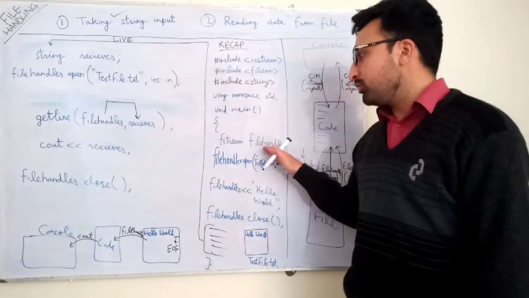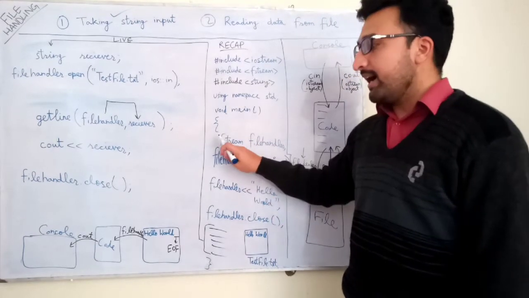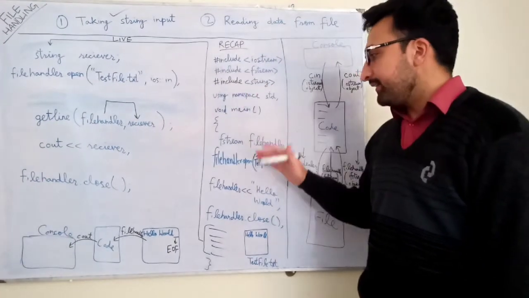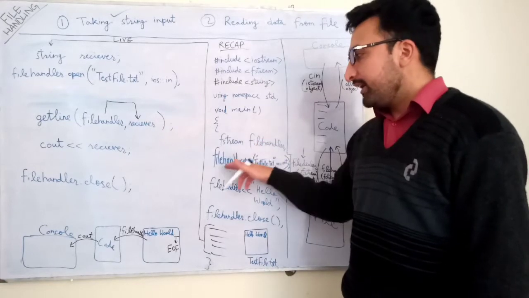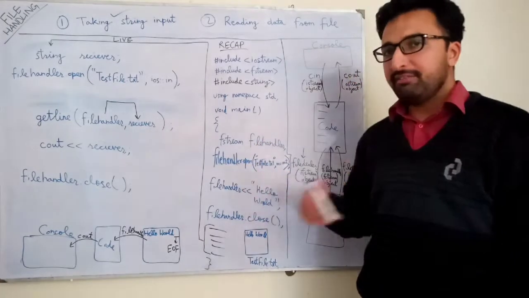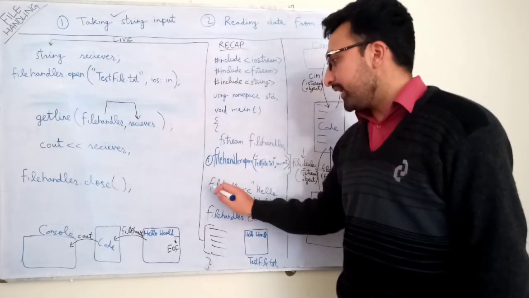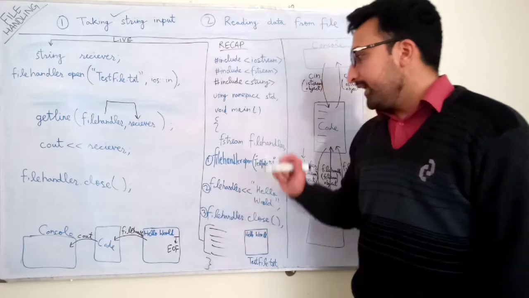This object can use certain functions like open and close present in the class fstream that was present in the header file fstream, by using the object itself. With file handler dot open, we basically do three things. We open the file, we write something onto the file, and then we close the file.